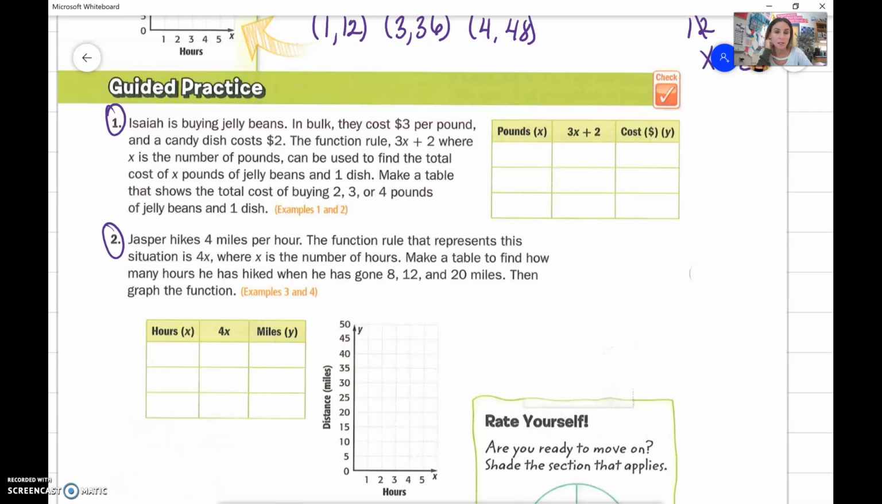Okay, so this is part 2, just some more practice over functions and function tables. So we're just going to go right in on it.